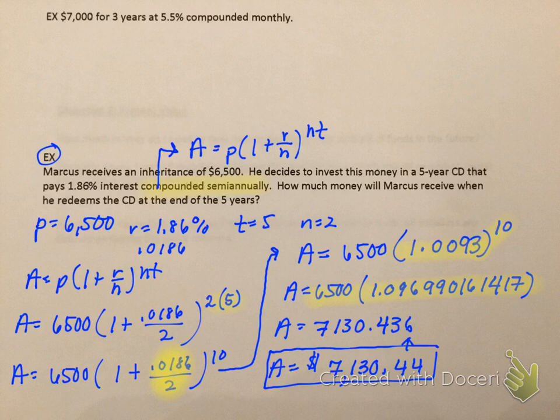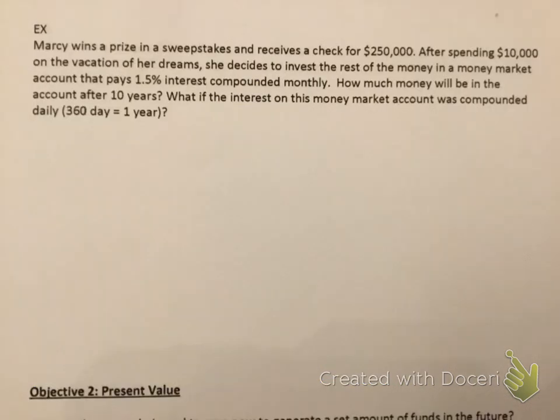Okay, so he didn't do too bad. All right, so let's go see if there's one more. There is, and then in part 2, we're going to have the present value formula.